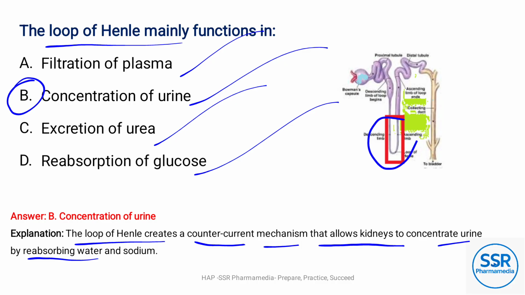So this is the proximal convoluted tubule, and this is the descending loop. Here the countercurrent mechanism takes place; this is called the loop of Henle. The countercurrent mechanism takes place in this loop of Henle.